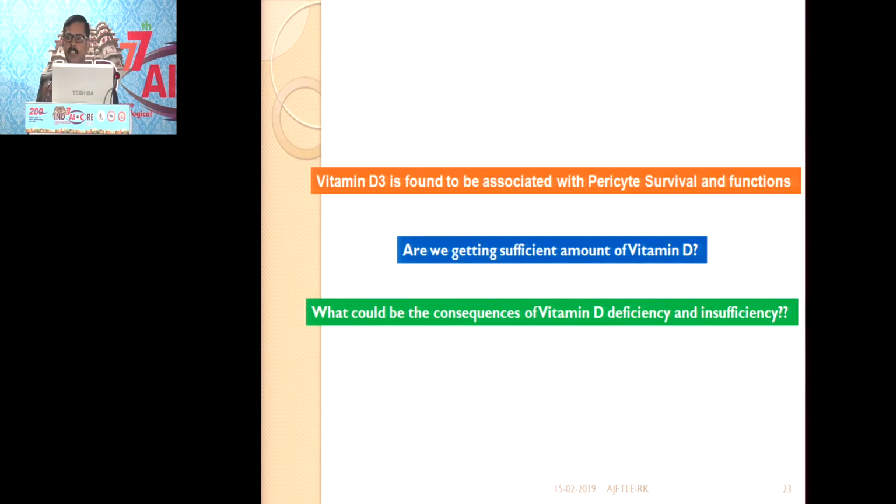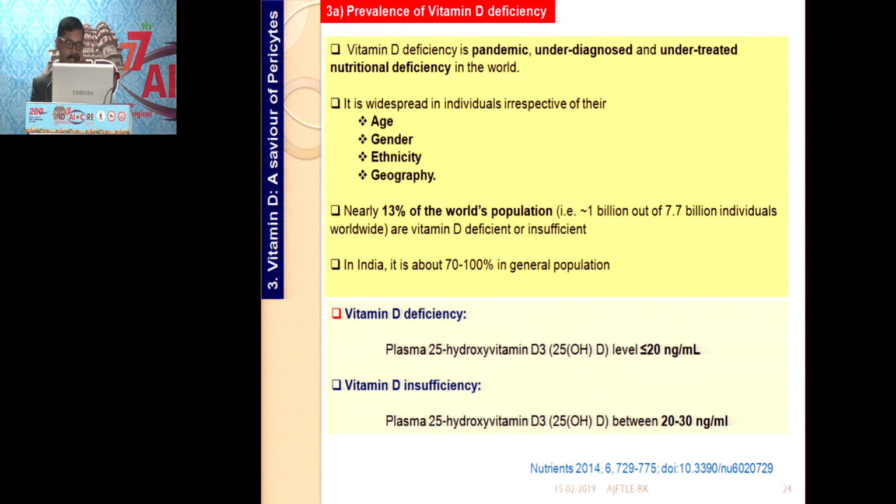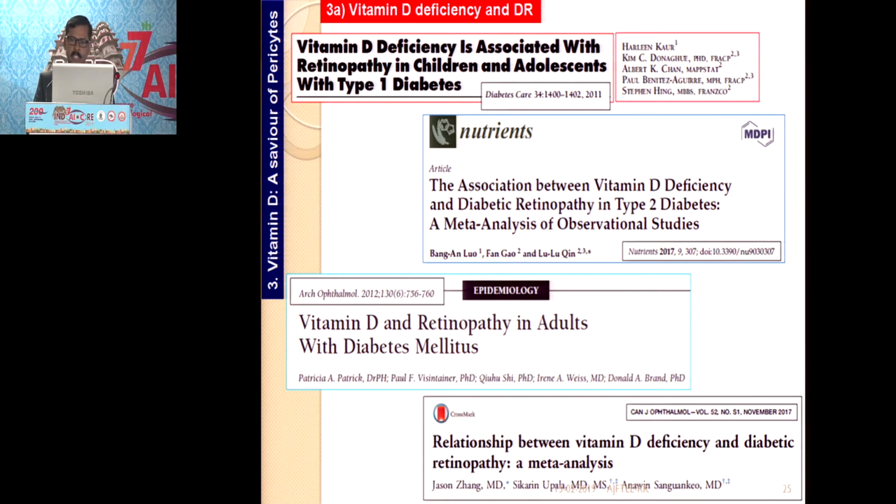So are we getting enough vitamin D? What if we have insufficiency or deficiency? The vitamin D data shows that, in general, about 70 to 100% of people are suffering from either deficiency or insufficiency, in India as well as in the world. Other studies point out that vitamin D deficiency is associated with type 1 mediated diabetic retinopathy and type 2 mediated diabetic retinopathy.